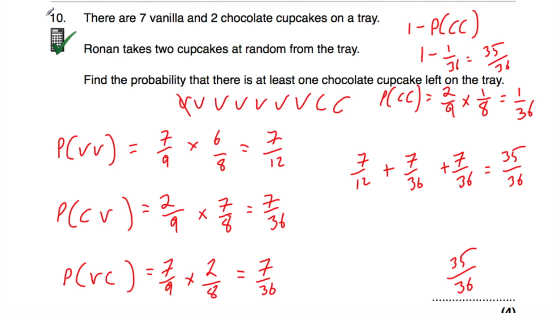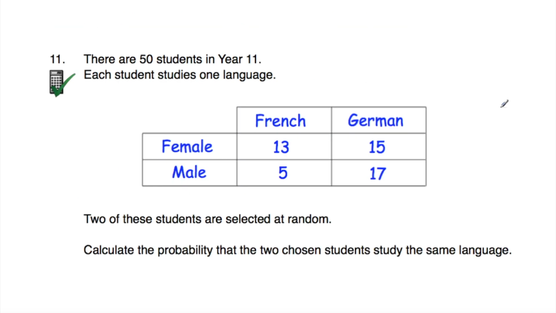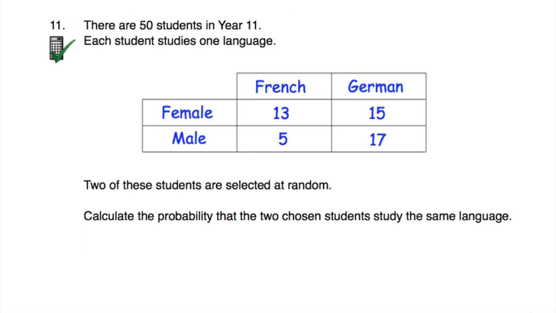Okay, let's look at our next question, question number 11. We've got this table, and we're told there's 50 students in year 11, and each student studies one language. So we've got French and German, and we've got female and male, and we're told that 2 students are selected at random. Calculate the probability that the 2 students study the same language.